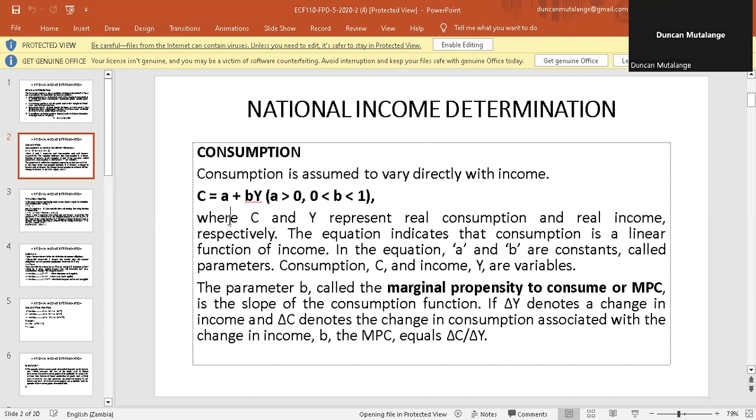Autonomous consumption is consumption that does not depend on the level of income. Or we can say autonomous consumption is simply consumption when income is 0. So when your income is 0, the level of consumption that you're going to have will be called autonomous consumption. So if they ask you to calculate autonomous consumption, it means you only capture this. Wherever you see Y in any form of equation, just put 0. Whatever you remain with is what is called autonomous consumption. So it is consumption when income is 0. I hope that is understood.